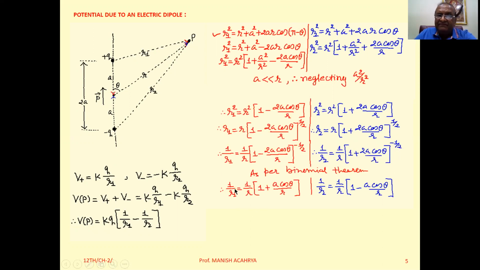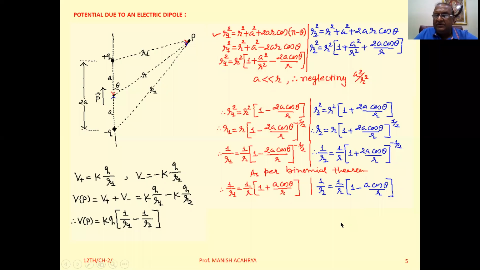So we can write 1 upon R1 equal to 1 upon R into 1. Now this power will be multiplied with this second term. So minus 1 by 2 into minus 2A cos theta by R. 2 cancelled, minus minus plus. So we can write 1 plus A cos theta by R. Similarly for this one, 1 upon R2 equal to 1 upon R into 1 minus A cos theta by R. Clear up to this one?